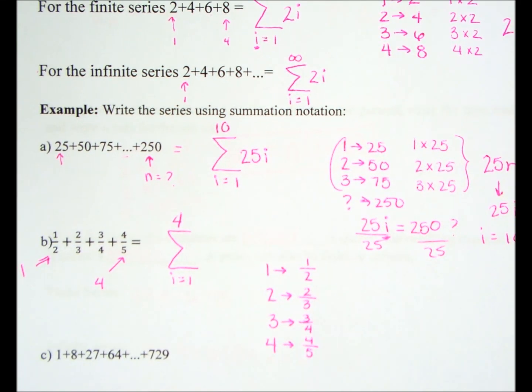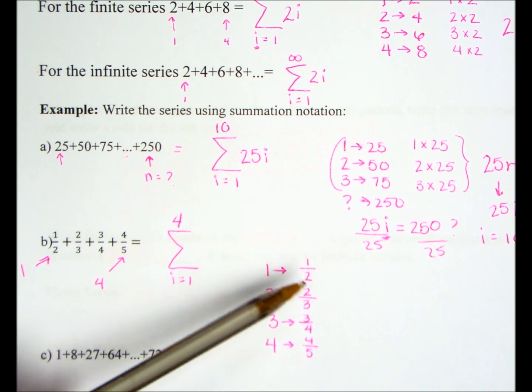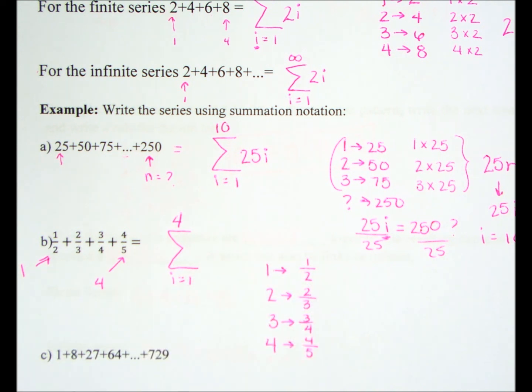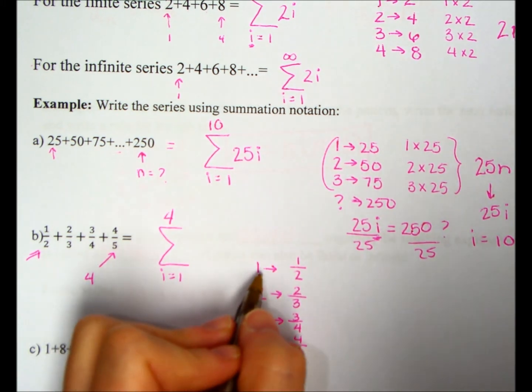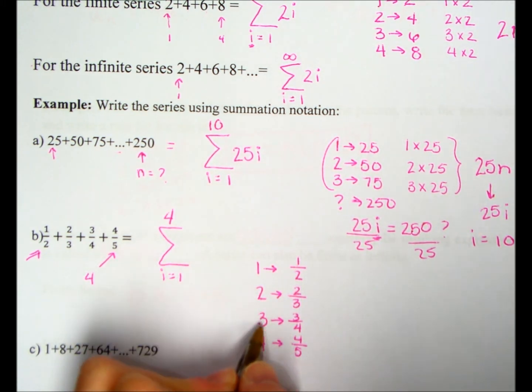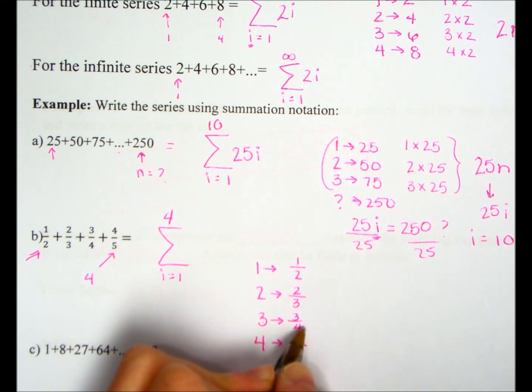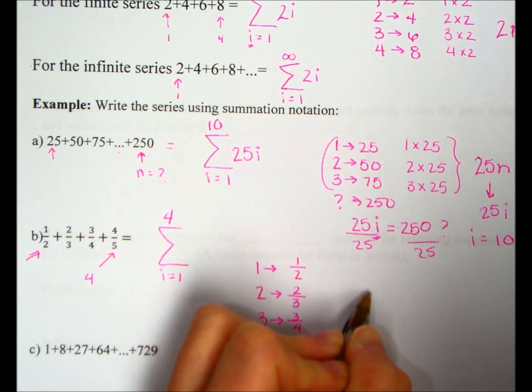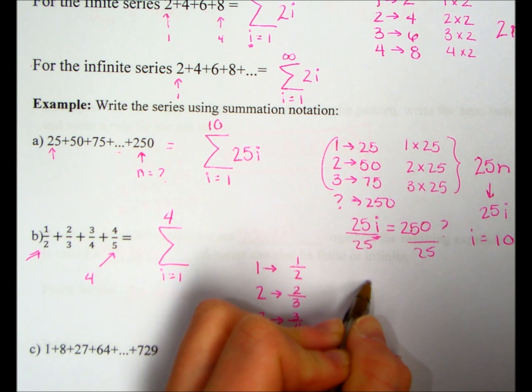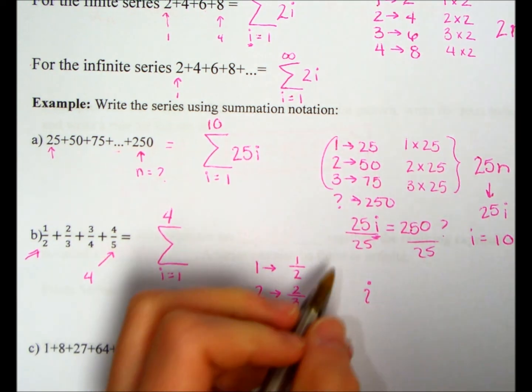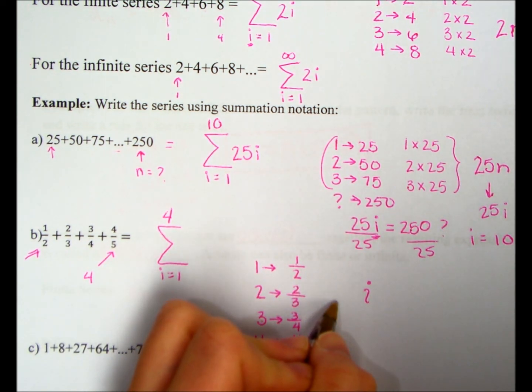Now, with fractions, what we're going to want to do is look at the top and look at the bottom, look at the numerator and the denominator, and see what's happening in both of those instances. Is there something different happening? Is there a rule different for the numerator and the denominator? So what I find here is that my numerator always matches up to whatever term I have. So my numerator, I'm going to go to i, because I'm going to put i in my equation. My numerator matches up with i.